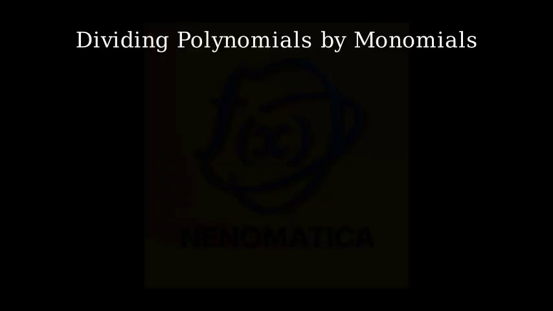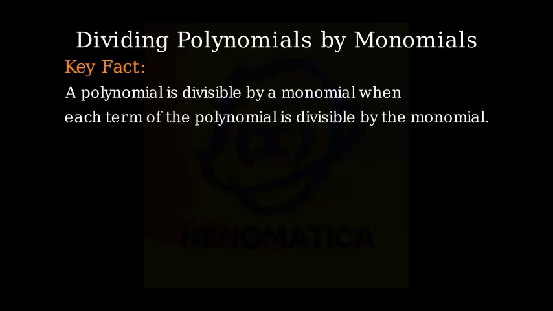This is an important skill in algebra that will help you simplify complex expressions. Before we dive into examples, let's understand the key concept. A polynomial a is divisible by a monomial b exactly when each term of a is divisible by b. In practice, this means we divide every individual term of the polynomial by the monomial. Let's work through our first example.